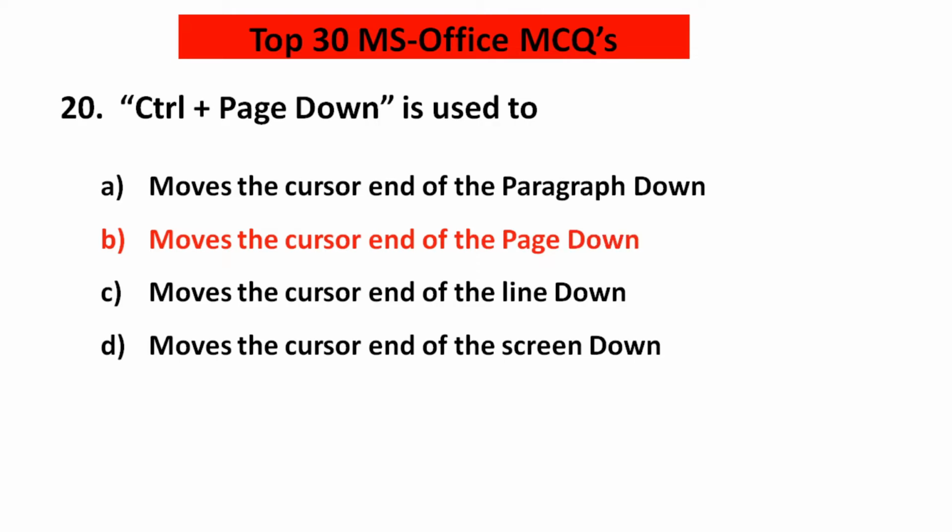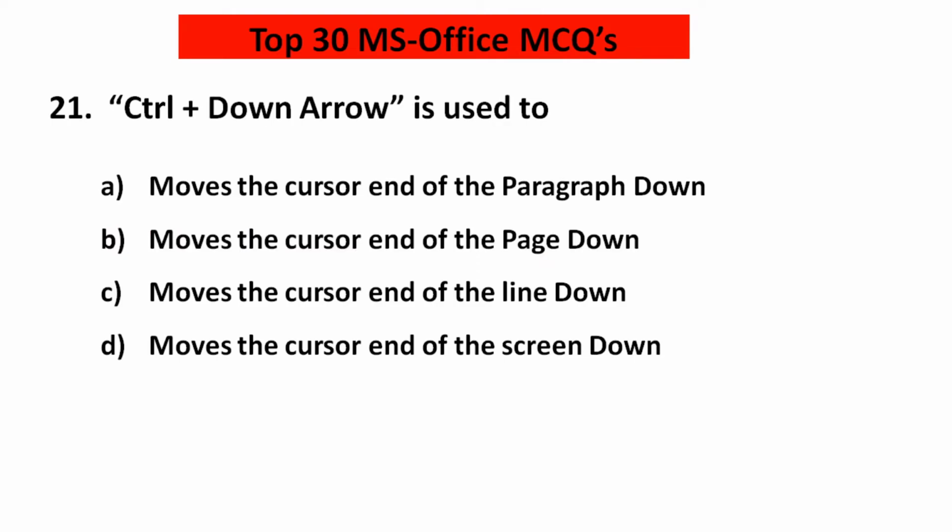Next question. Ctrl plus down arrow is used to: option A. Move the cursor to the end of the paragraph down. B. Move the cursor to the end of the page down. C. Move the cursor to the end of the line down. D. Move the cursor to the end of the screen down. And the right answer is option A. Move the cursor to the end of the paragraph down.